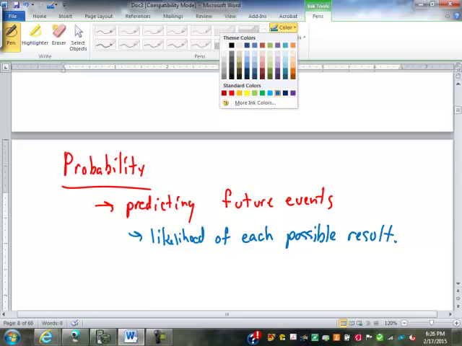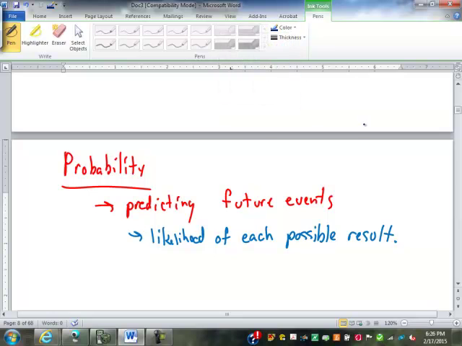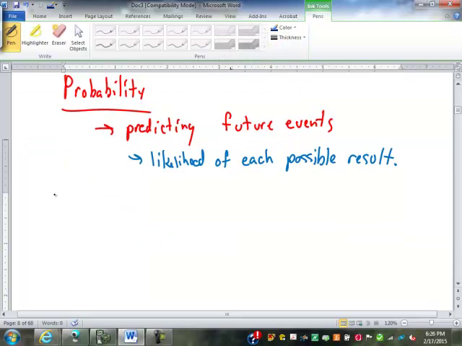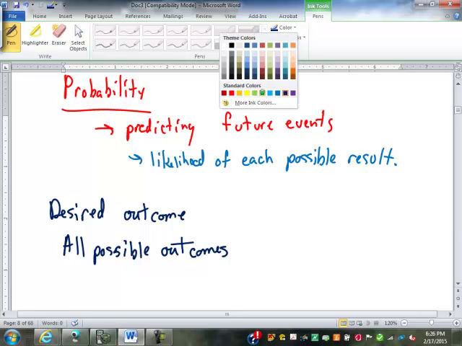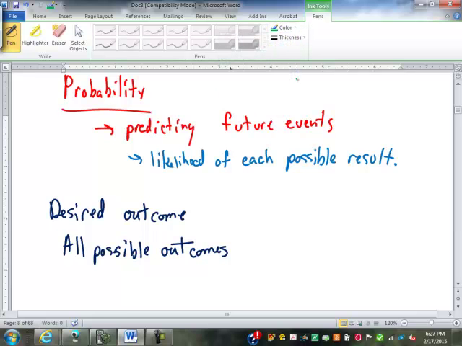The most basic law of probability is that we have a desired result, what we call a desired outcome. An outcome is just a result. And then we have all of the possible outcomes. And if we can count all of the possible outcomes, we can calculate a probability.